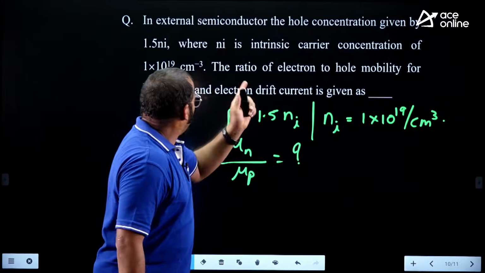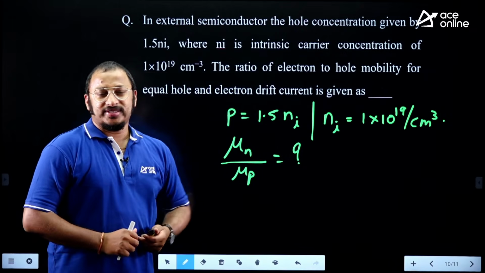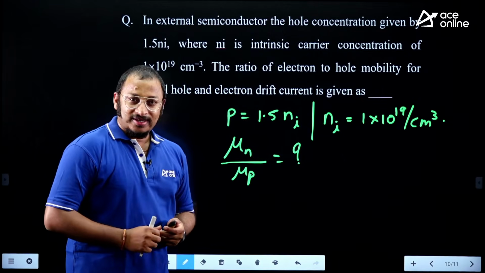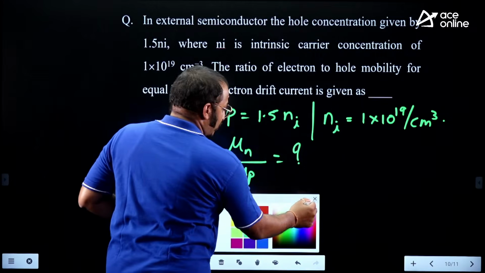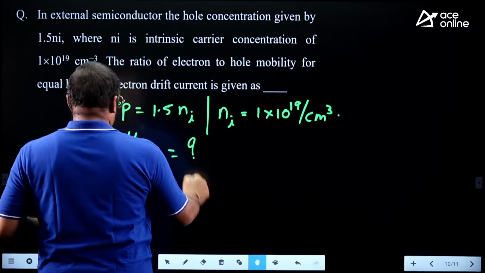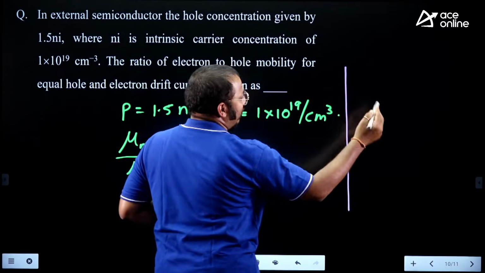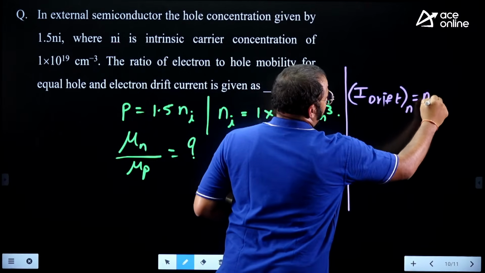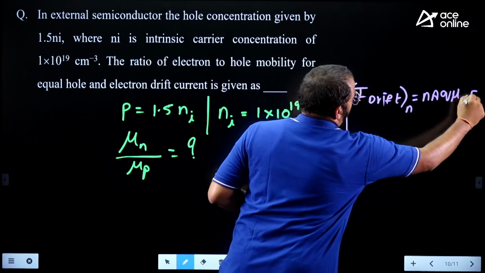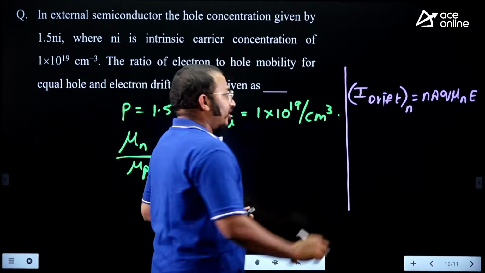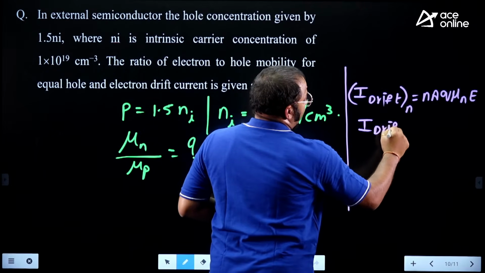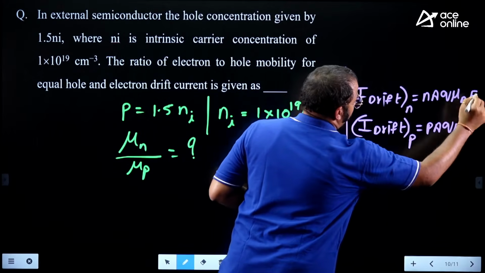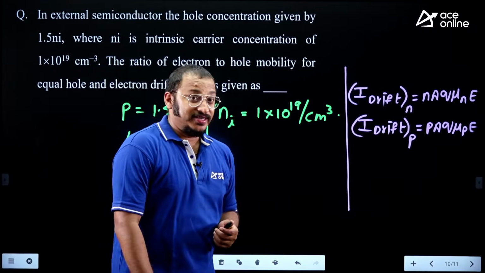Electron drift current and hole drift current are given as equal. Very interesting. I think it is a very easy question. We can easily solve it. So how can we solve? What is the drift current formula, guys? Drift current for electrons is n A q mu n into electric field. In a similar way, drift current for holes is p A q mu p into electric field.